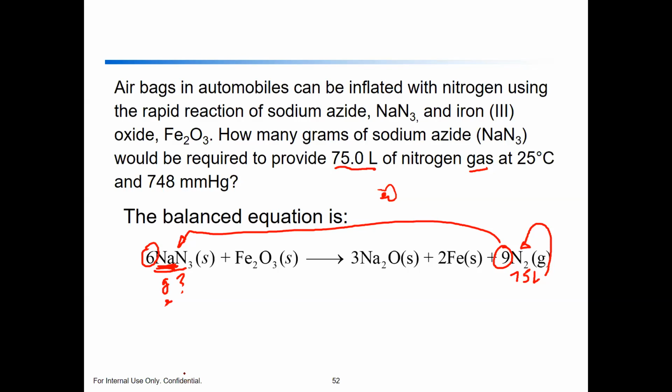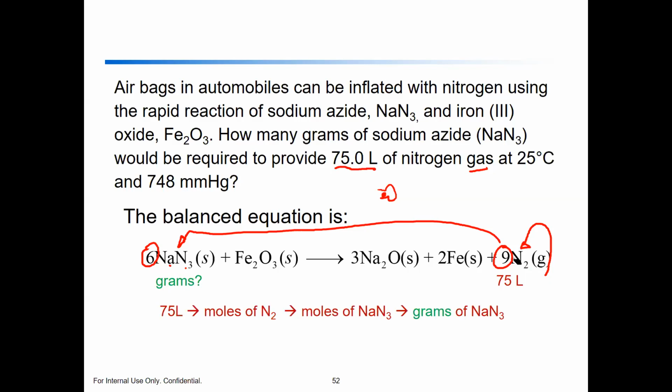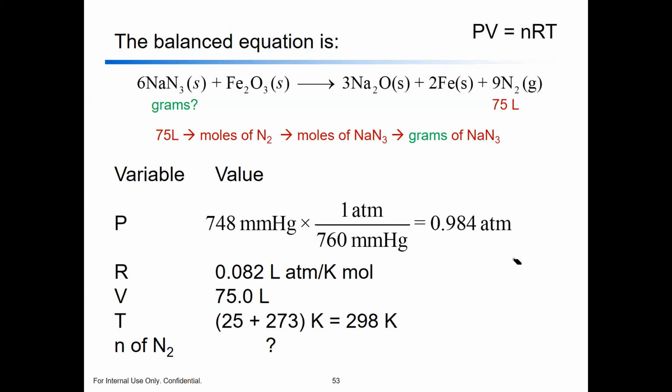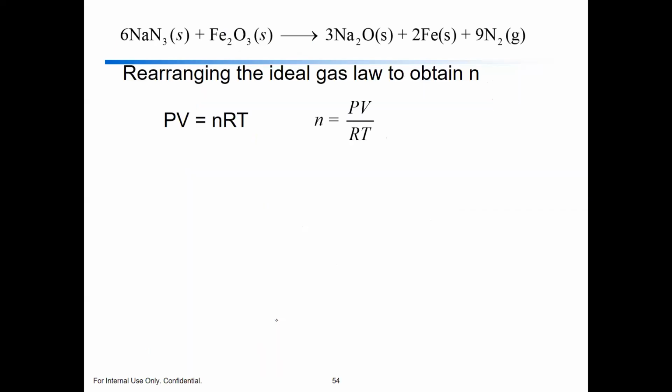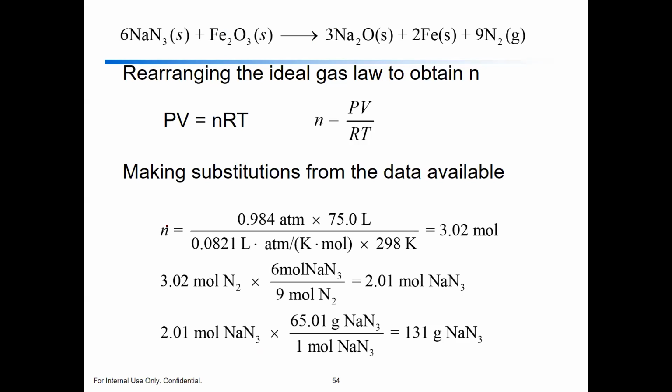So we have 75 liters. I've got to convert that 75 liters into moles. Erase this. The goal is to determine grams, but they give us 75 liters. So this is the map we drew up before. Write down what we know. Do we know the pressure? Yes. R, yes. Volume? Yes. Temperature? Yes. Moles? No. We have to calculate the number of moles. So PV equals nRT. Solve for moles.